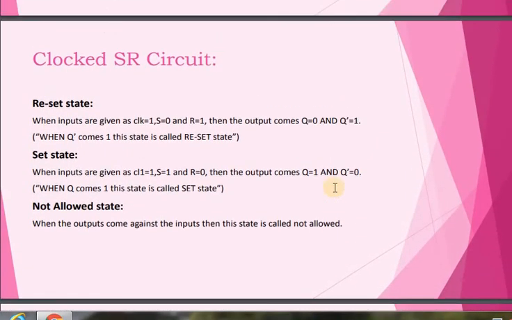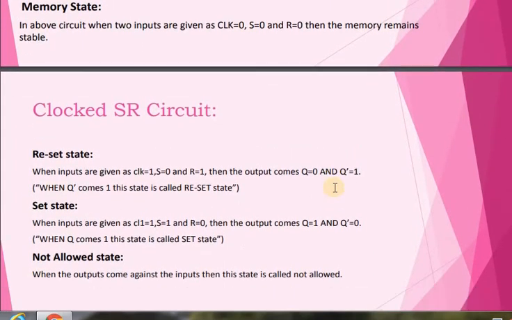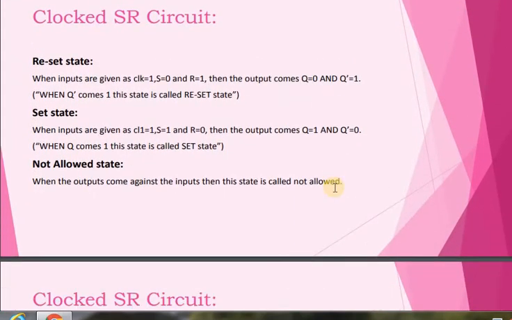See here, clocked SR circuit. When the inputs are given as clock equal to 1, S equal to 0 and R equal to 0 (memory state), the output remains unchanged. When Q complement becomes 1, this state is called the reset state. When Q becomes 1, that state is called the set state. When the outputs come back again as the inputs, then this state is called not allowed.